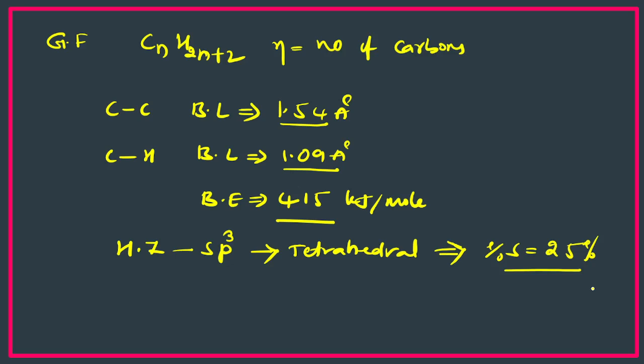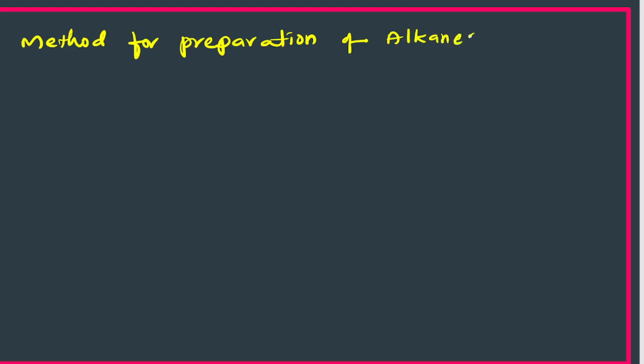Now have a look at the methods of preparation of alkanes. The first method is preparation of alkanes from hydrogenation of alkenes and alkynes.